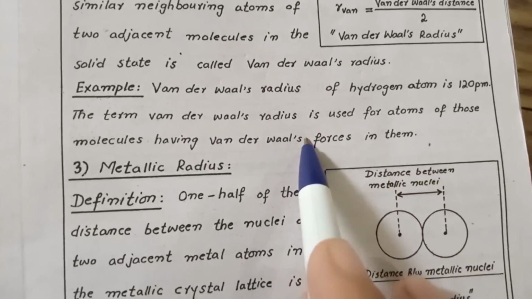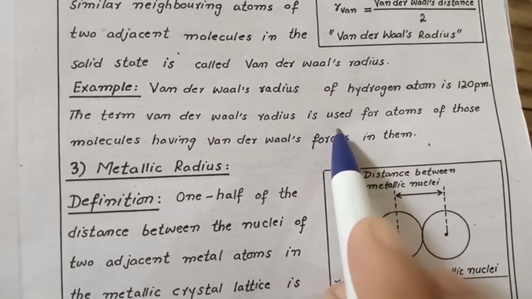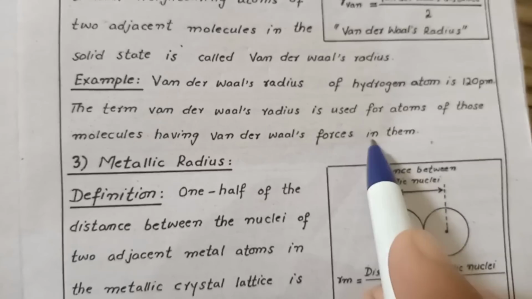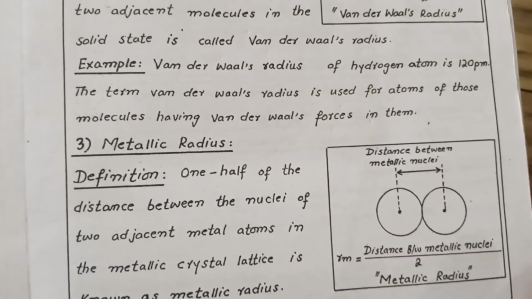For example, the van der Waals radius of the hydrogen atom is 120 pm, and the term van der Waals radius is often used for the atoms of those molecules having van der Waals forces between them. Now let's discuss the metallic radius.